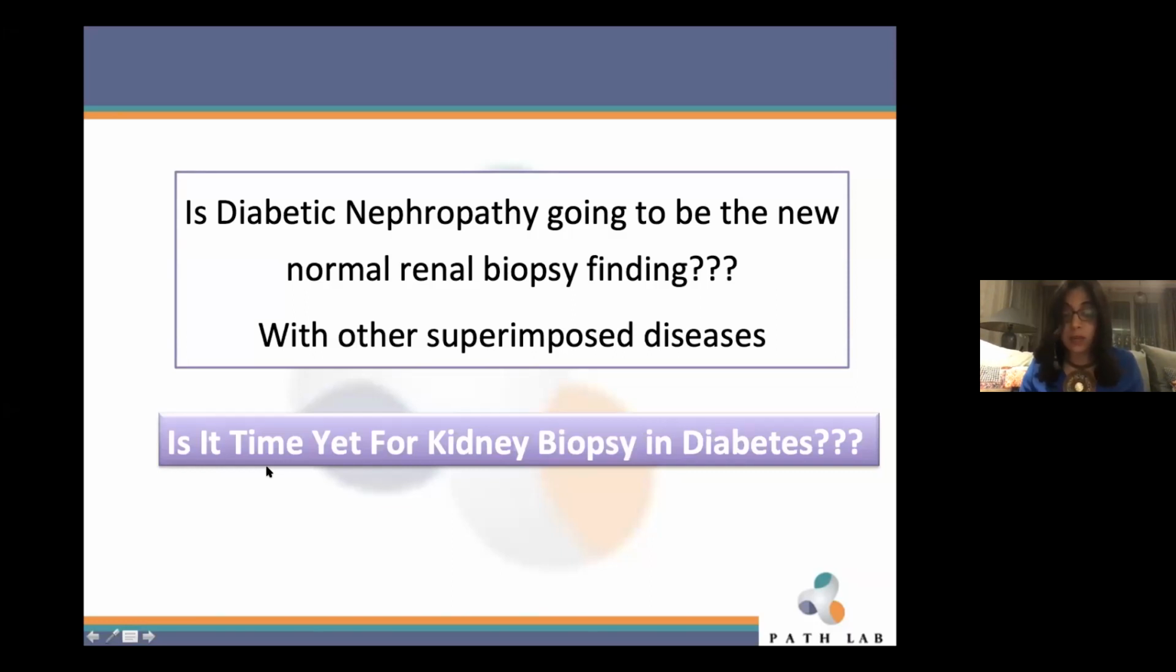So is it time to consider more regular or more routine kidney biopsy in diabetic patients, and not just wait and consider that what's happening with the kidney is diabetic related kidney disease? Because diabetic related kidney disease takes time to develop. So what's going on with your patient is probably non-diabetic related. It could be diabetic related, but it could also be non-diabetic related.